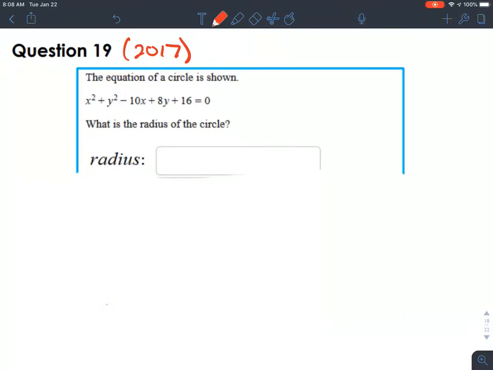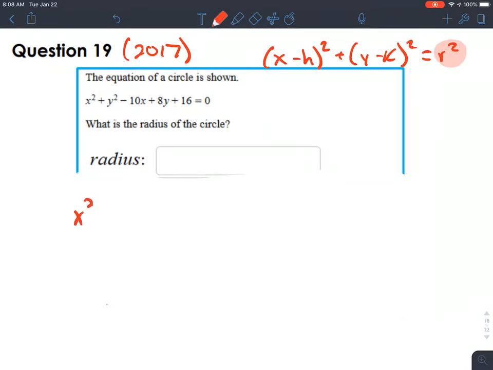Number 19, we have an equation of a circle, and we're supposed to find the radius. Well, the general form of an equation of a circle is (x - h)² + (y - k)² = r². So we need to get it in that form, and once we get it in that form, we can just take this number and square root it to figure out what r is.